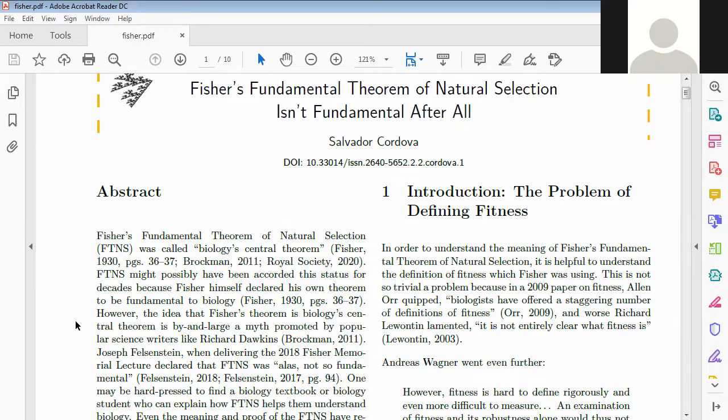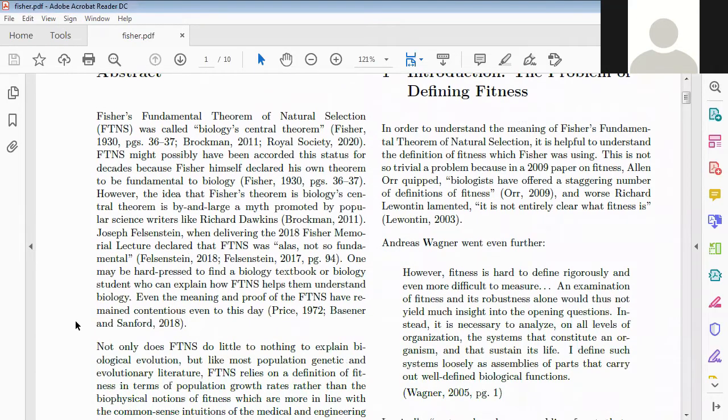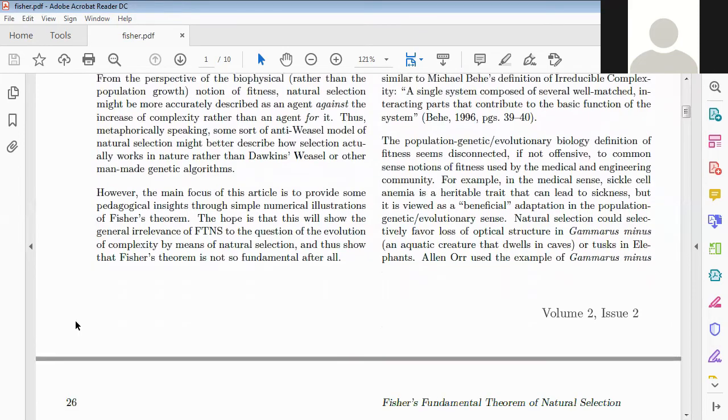So I've pointed out to others that it is kind of interesting that Richard Dawkins is promoting this as biology's central theorem. Most biologists that I know don't really understand Fisher's theorem, and they've never used it in any capacity as a fundamental concept in biology. So this is by and large a myth. And finally, in 2018, Joseph Felsenstein, probably one of the world's top population geneticists, said at Fisher's Memorial Lecture that his fundamental theorem is not so fundamental. So that's a little background on the theorem that we're talking about.